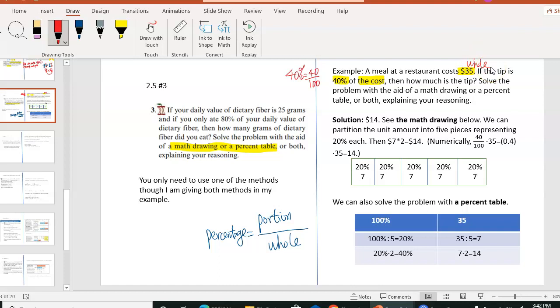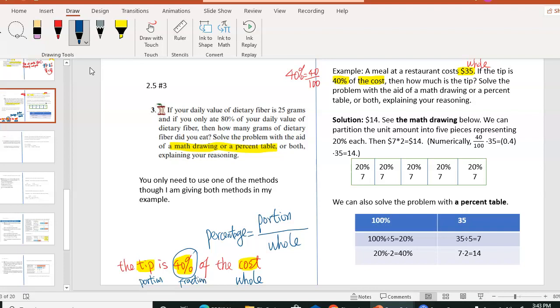And what is the portion? If the cost of $35 is the whole, that means the tip is the portion, a fraction of the whole. Maybe I should rewrite the sentence in one line so we can see better: the tip is 40% of the cost. Now there are three things: the tip, the cost, and the fraction, the percentage. Anything after "of" is the whole, the cost is the whole, which makes the tip the portion.